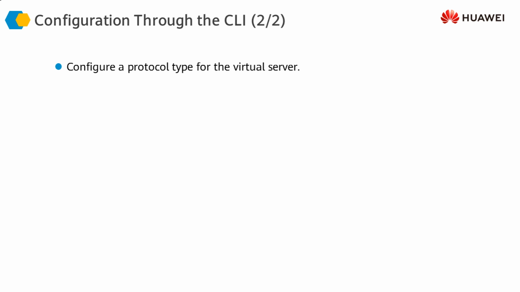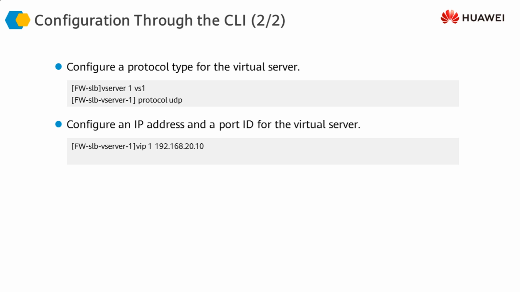Next, we have to configure the virtual server. In the SLB config mode, we configure the virtual server, assign it virtual server ID 1, and the name VS1. Then we configure the protocol UDP, because it's DNS. Then we assign the virtual server IP address. This is the virtual server IP1. We assign it 192.168.20.10 as the first IP.